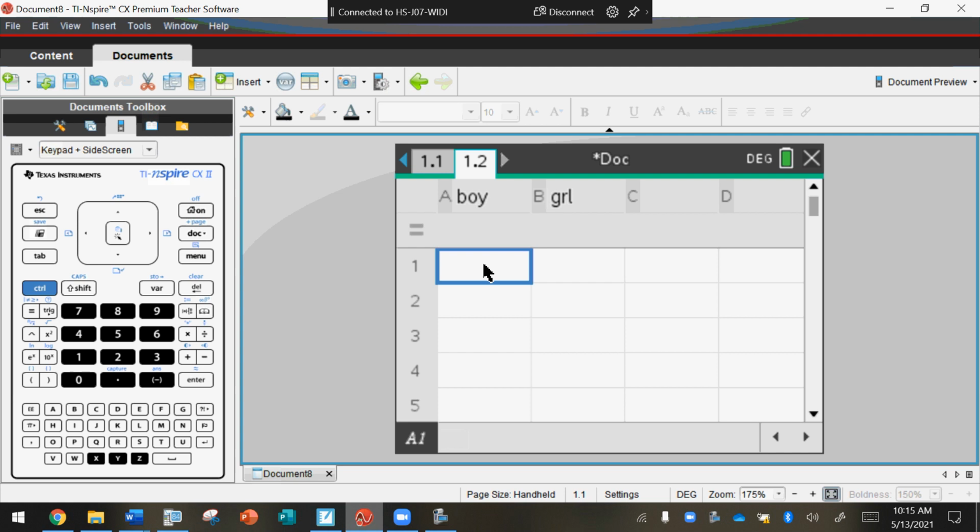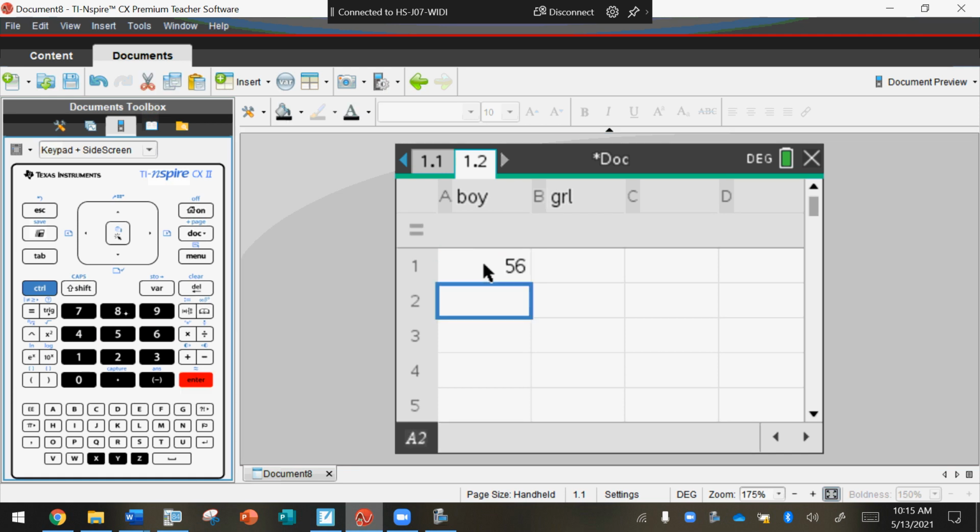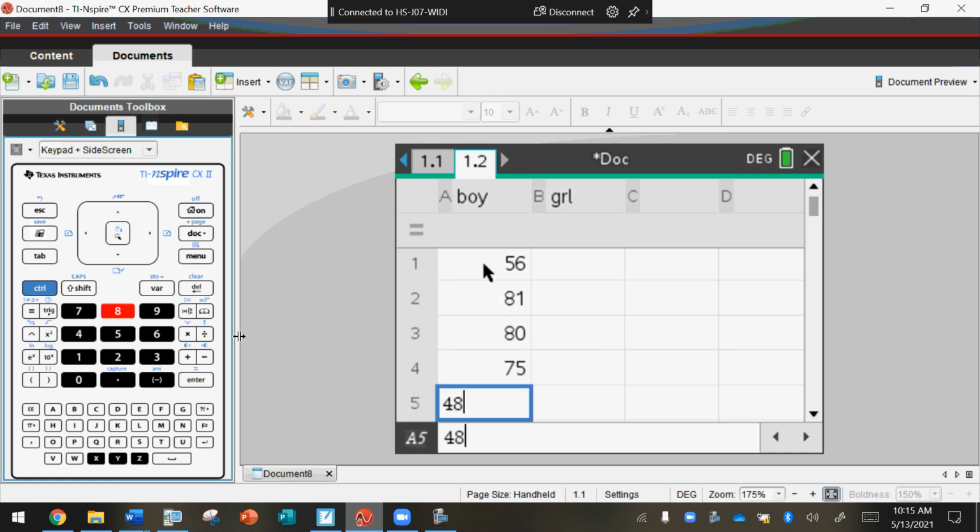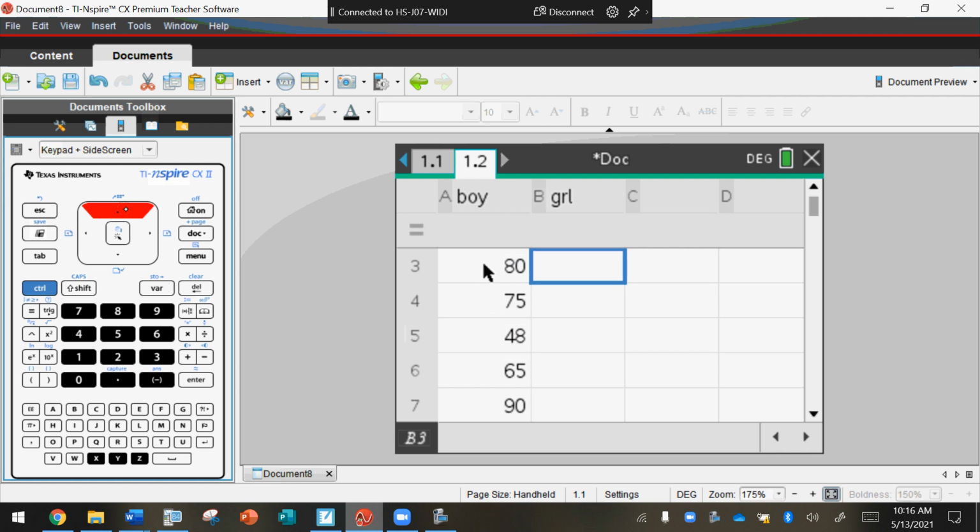So our boys scored 56 points, 81, 80, 75, 48, 65, 90. Good game there. 60, 66, 70, 70. And I'm going to check my list. 1, 2, 3, 4, 5, 6, 7, 8, 9, 10 numbers in our list, 10 numbers in my list. So I counted the numbers on the paper to make sure it matched the numbers that I have in my list. And I have 10 of each, and that's what I'm supposed to have, so that works out good.